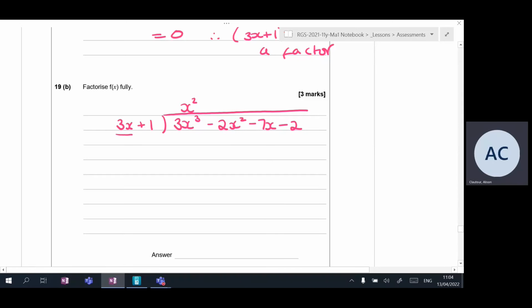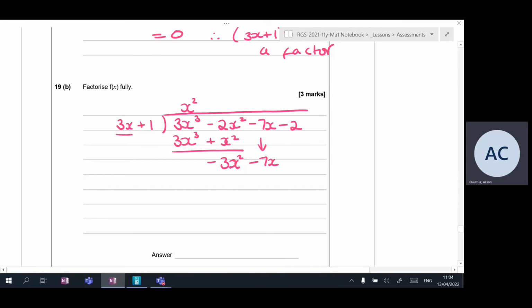I'm then going to multiply these expressions. So 3x plus 1 by the x squared, which gives me 3x cubed plus x squared. So to find the remainder, I'm going to subtract. So minus 2x squared minus x squared gives me minus 3x squared. Okay, and obviously the 3x cubed and 3x cubed goes away. So I'm going to bring down my next term, which is minus 7x. Then I'm going to do the whole process again.